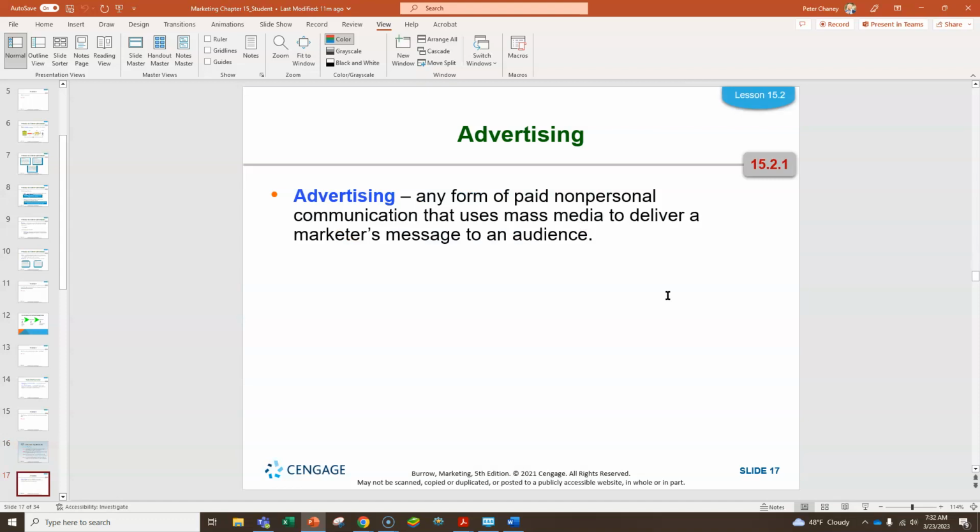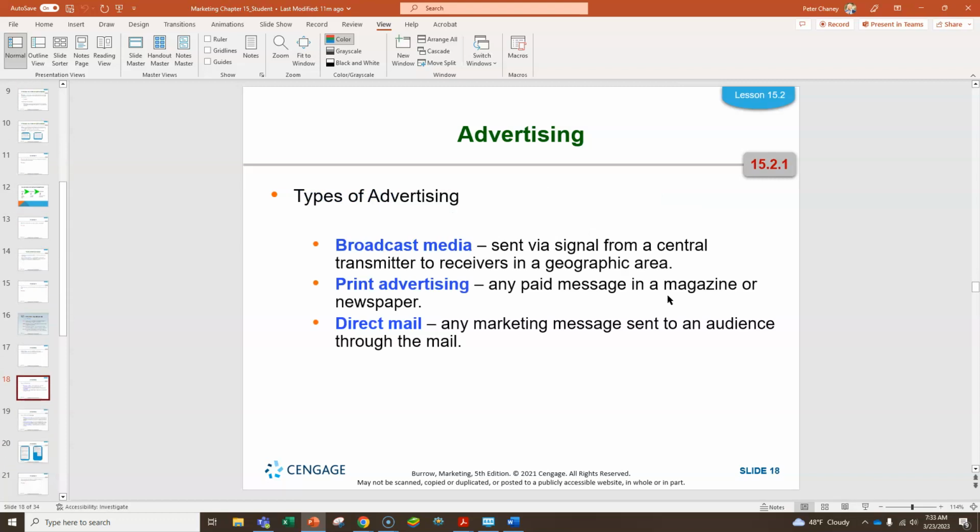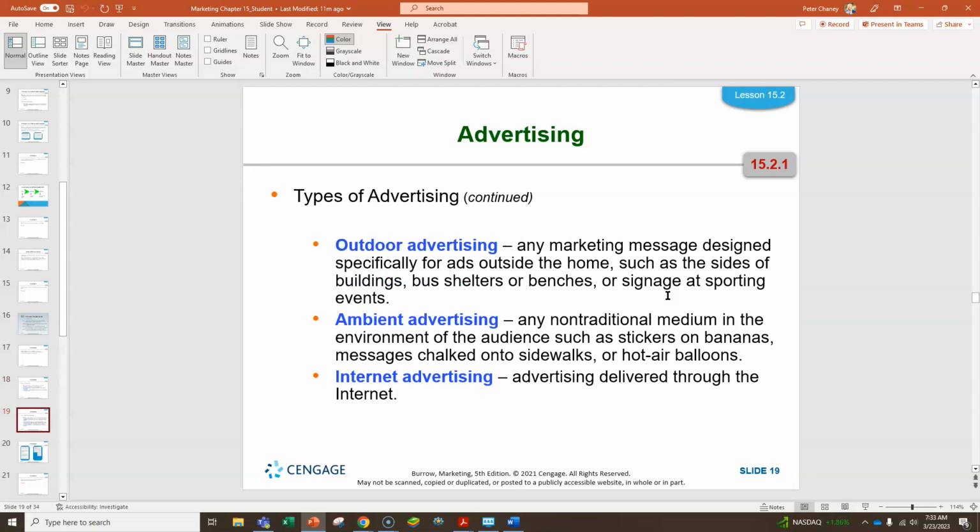Okay, so the definition of advertising: any form of paid, keyword paid, non-personal communication that uses mass media to deliver a marketer's message to an audience. And the types of advertising, at least common types, are the broadcast media. We have print advertisement. We have direct mail. We have outdoor advertising like billboards or benches or buses. We have ambient advertising, so that would be something like a sticker on a banana or chalk on a sidewalk. And then you've got internet advertising, which would include the social media aspect.